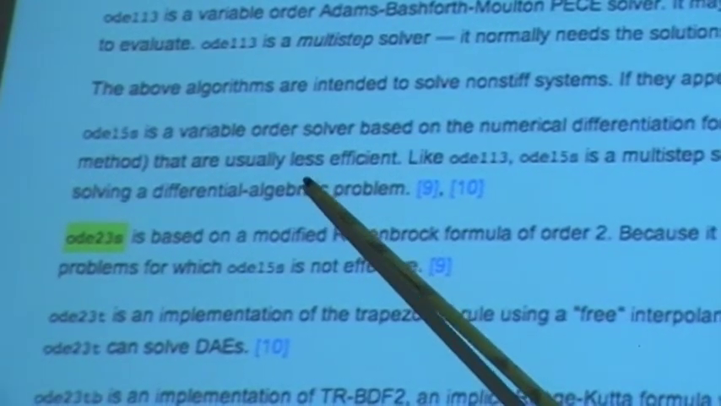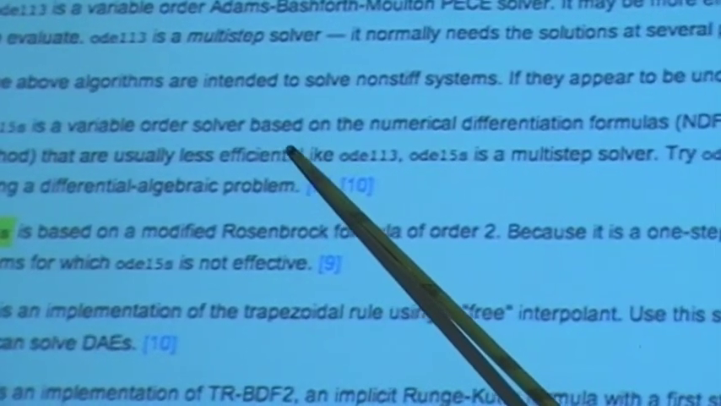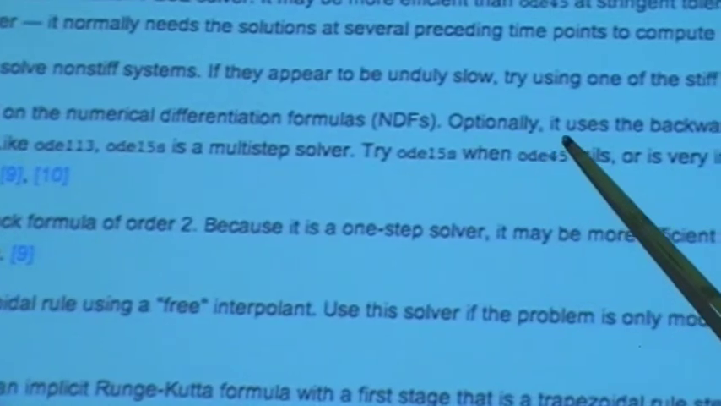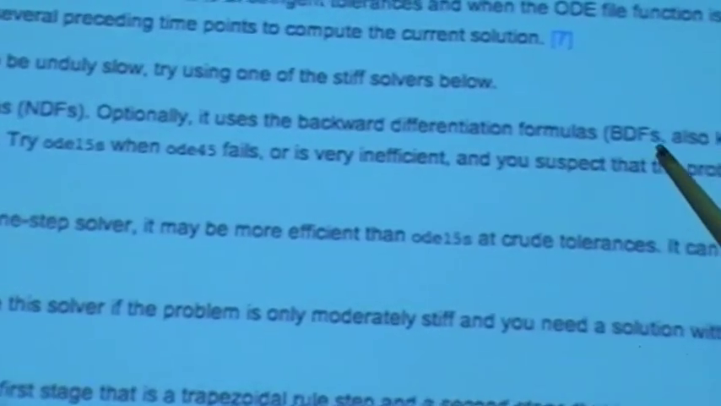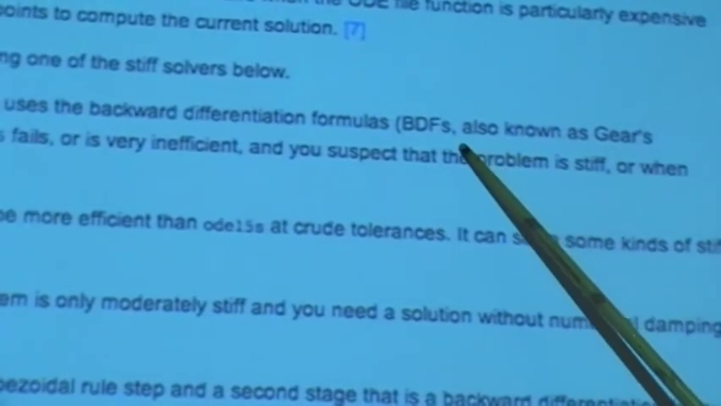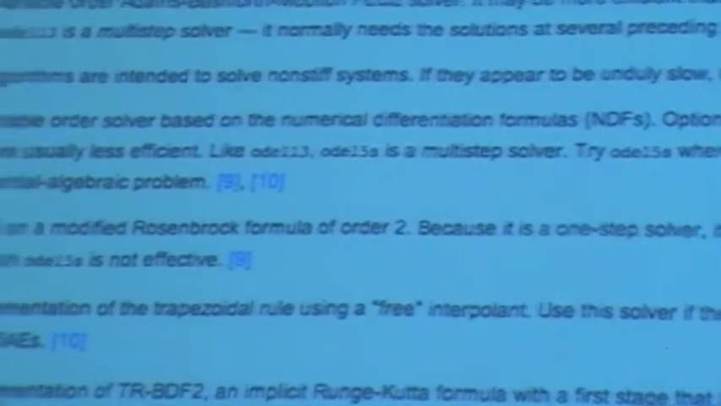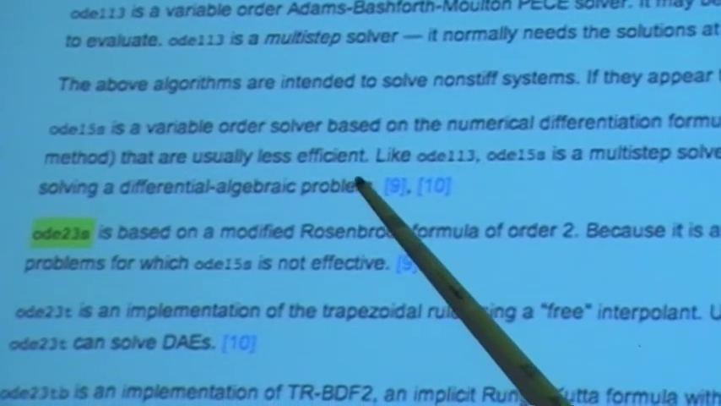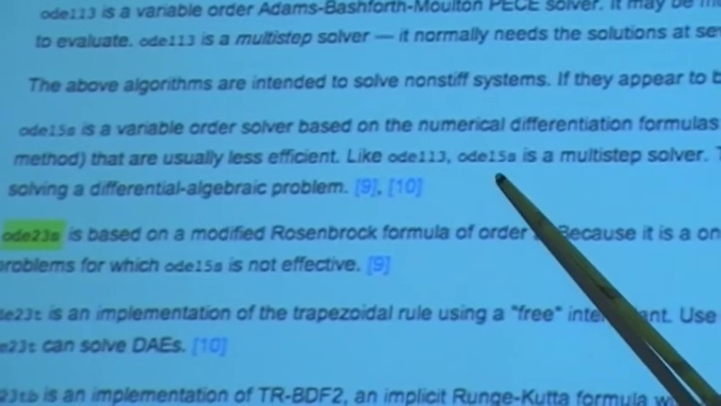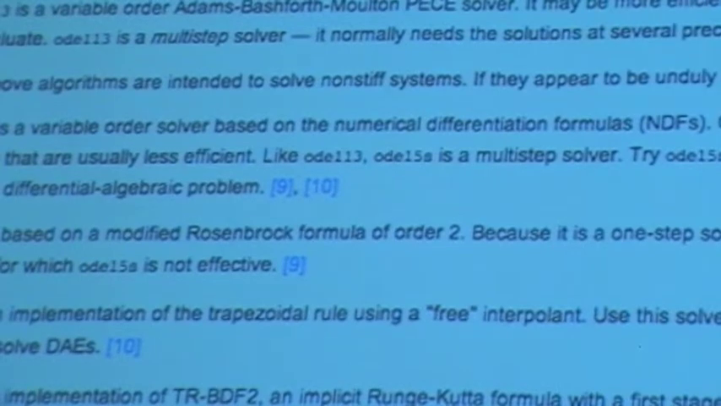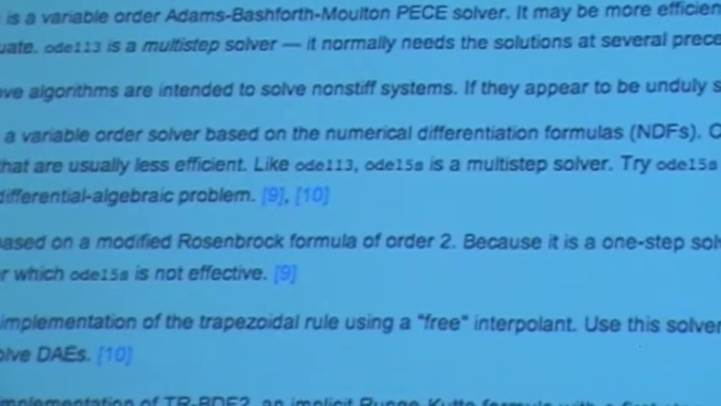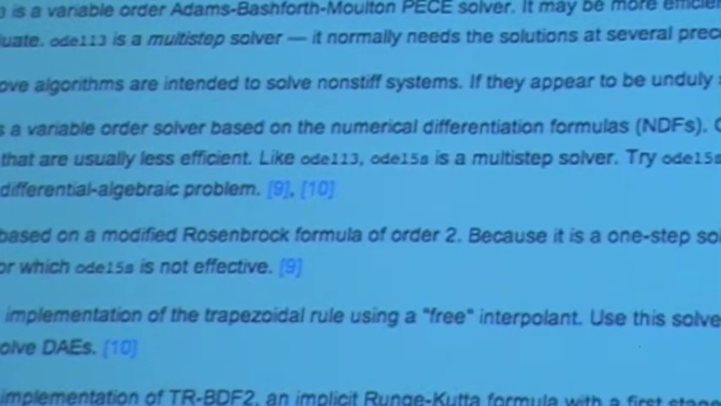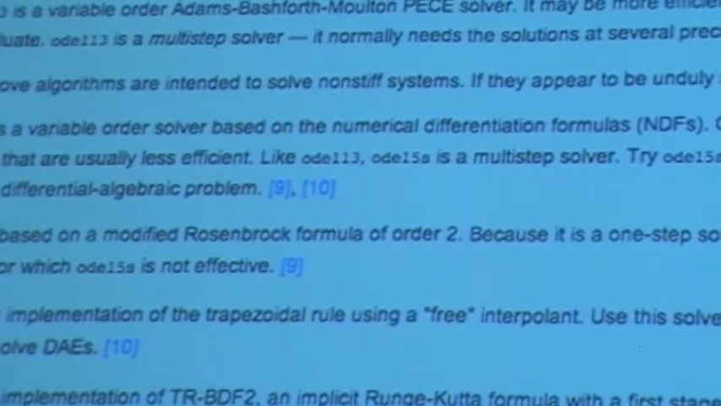ODE15s is then a variable order solver based on the numerical differentiation formula. And optionally it uses the backward differentiation formula, that is the one that we discussed, BDF2, also known as Gear's method. You can also have higher order methods than just order 2. That are usually less efficient. It is a multi-step solver. Okay, so that is a solver that involves not only time level n and n plus 1, but also n minus 1, and maybe even n minus 2.